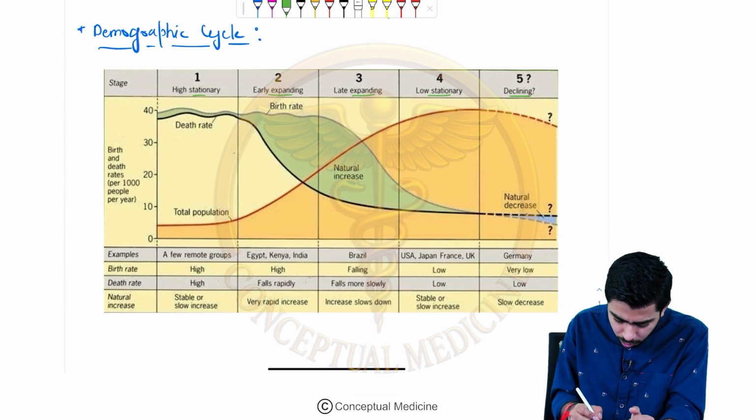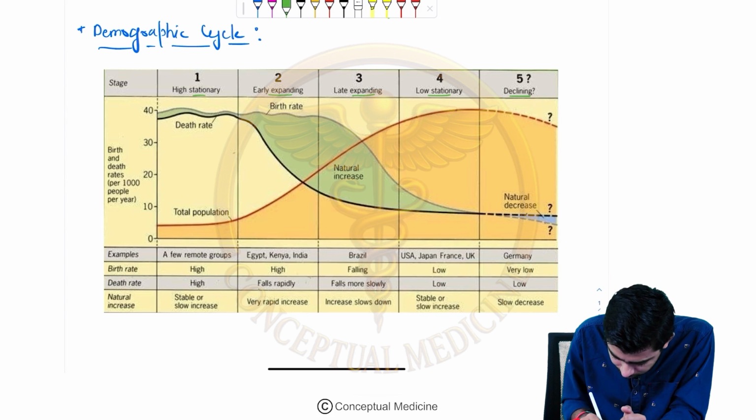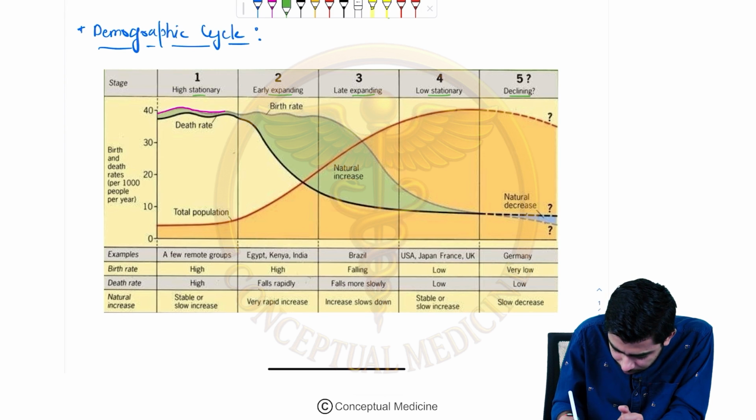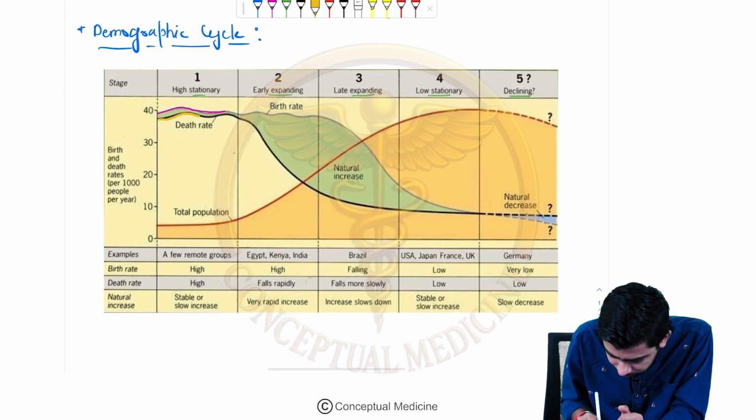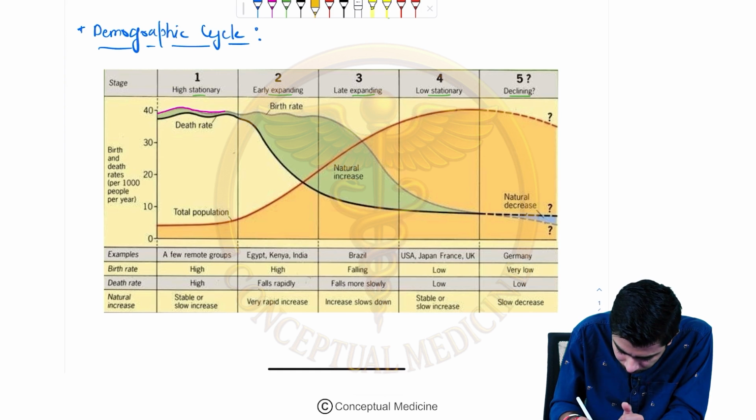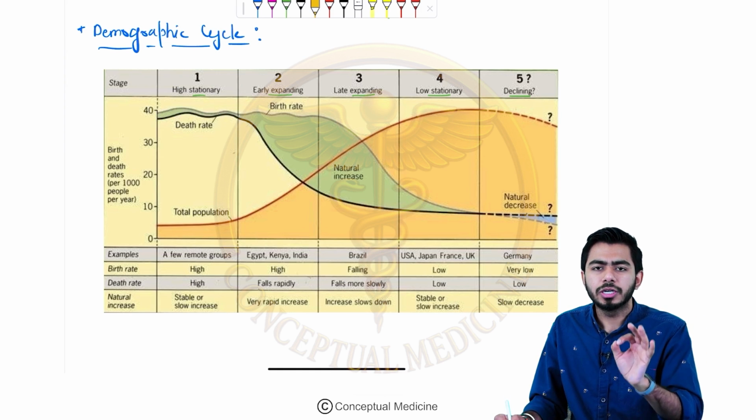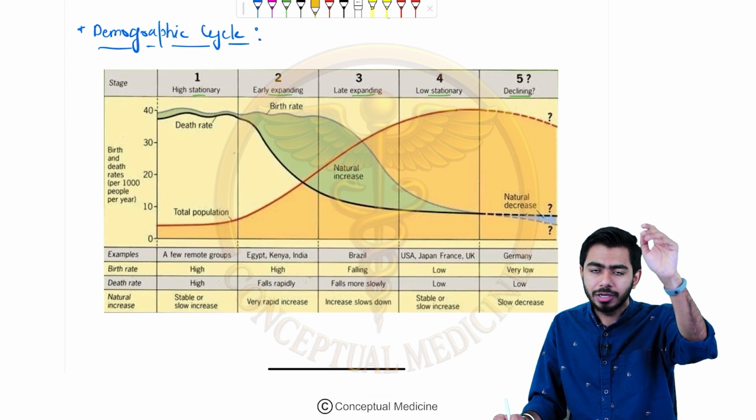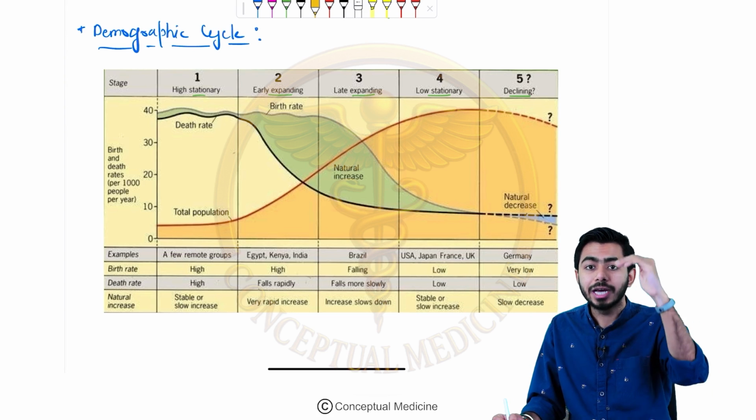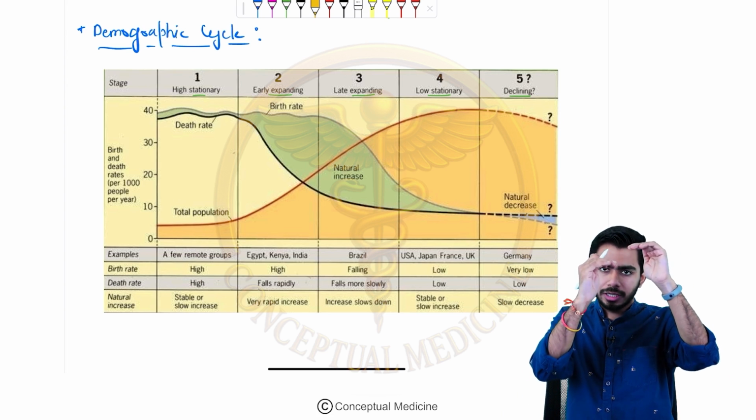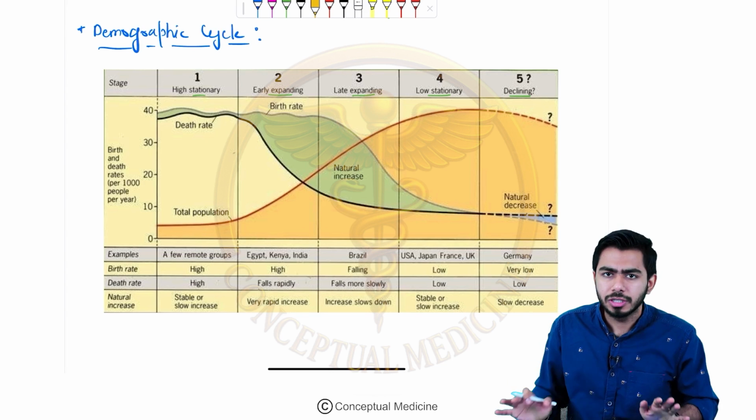Why is it so? Because look over here. This is the birth rate, right? And with the yellow color I am showing the death rate. Now follow this, right? Birth rate and death rate, guys, are almost stable at high levels in stage 1. That's why it is called the high stationary, because the birth rate and the death rate both are stationary and at high levels. It is called the high stationary stage.